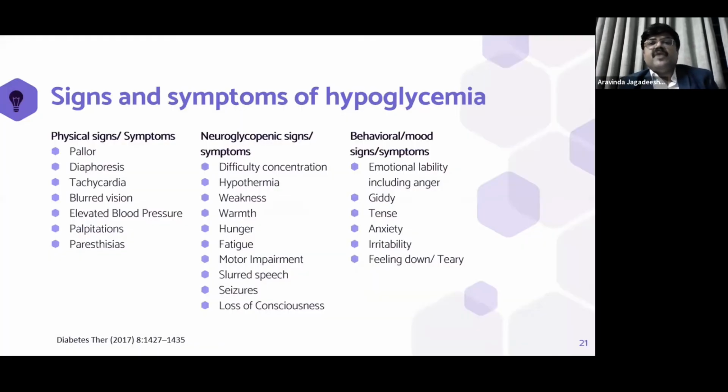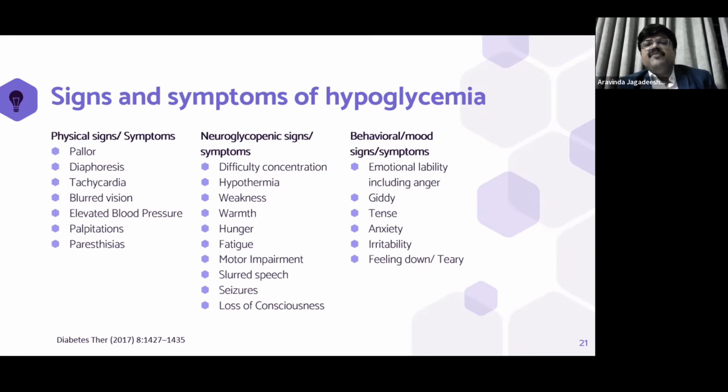Signs and symptoms of hypoglycemia. I am sure all of us in this forum are well aware of it, because definitely we would have seen such patients in our routine clinical practice. Just to recollect: pallor, diaphoresis, tachycardia, blurred vision, elevated blood pressure, palpitation, paresthesia. Then come the neuroglycopenic signs and symptoms, that is difficulty in concentration, hypothermia, weakness, warmth, hunger, fatigue, motor impairment, slurred speech, seizures, loss of consciousness.